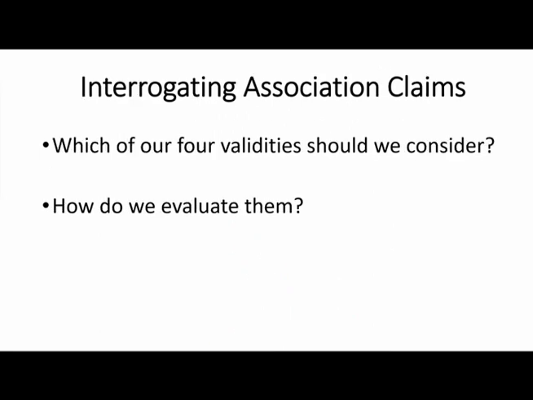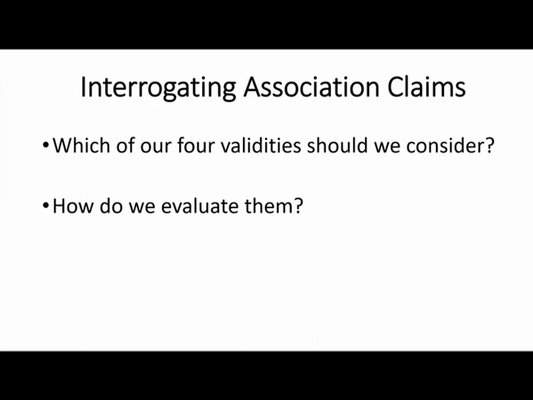So if that's what our association claims are going to look like, at least when we have two measured variables, now we're going to move on to how we can start thinking critically about these association claims, or using the textbook's terminology, how we can go about interrogating these association claims. And so we want to ask, which of the four validities are we going to consider, and how do we go about evaluating them?